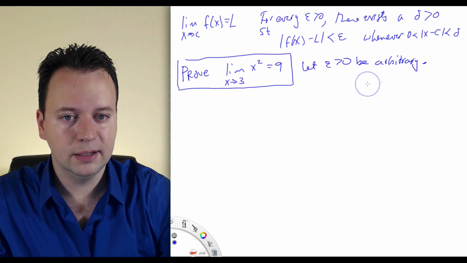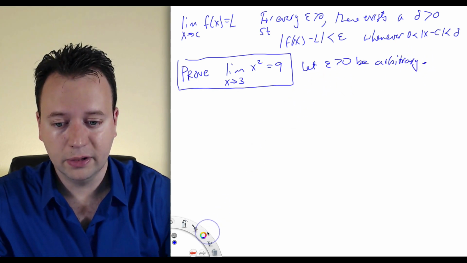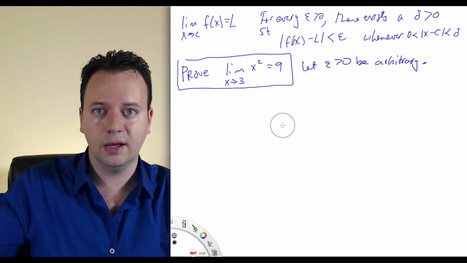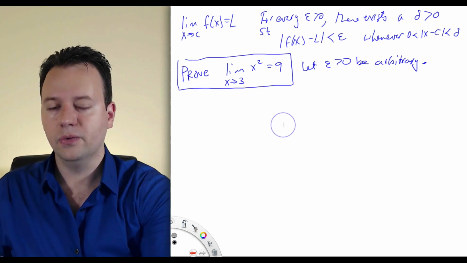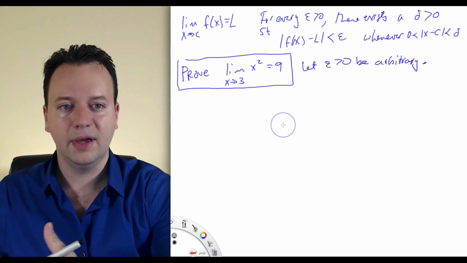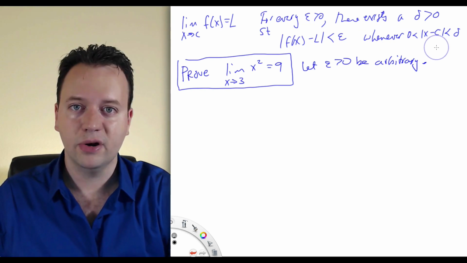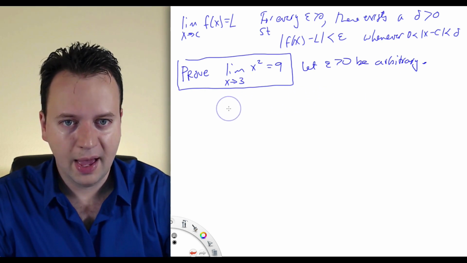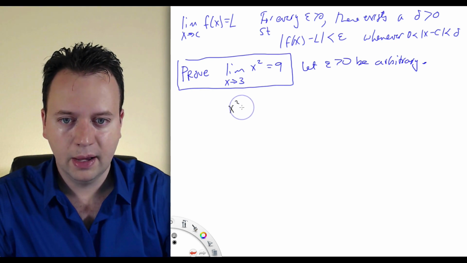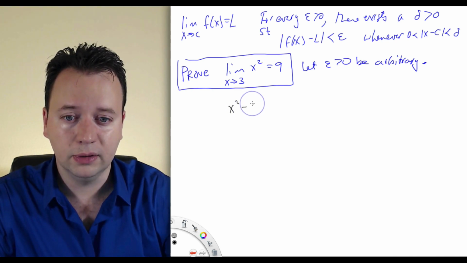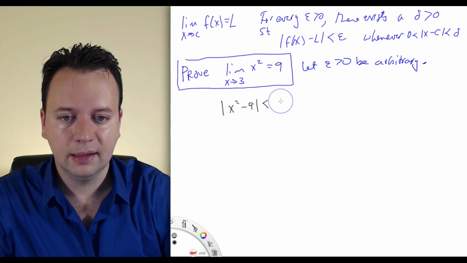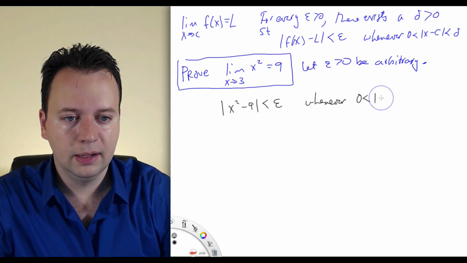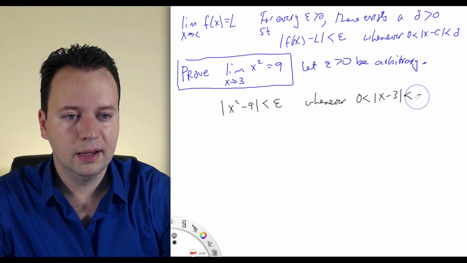Now the trick is to find delta. Right? So the problem is, how do you find delta? And delta will depend on epsilon, because regardless of what epsilon somebody gives me, I can say, okay, use this delta, and then I'm guaranteed to get the condition that I have up here. So to see this, let's just take a look at what we have. So f of x is x squared, and then minus L, in this case L is equal to 9. So the absolute value of x squared minus 9 is less than epsilon whenever 0 is less than the absolute value of x minus 3, which is less than delta.